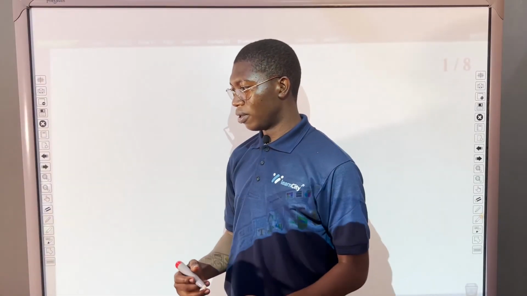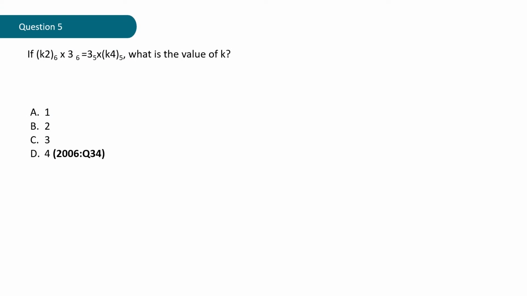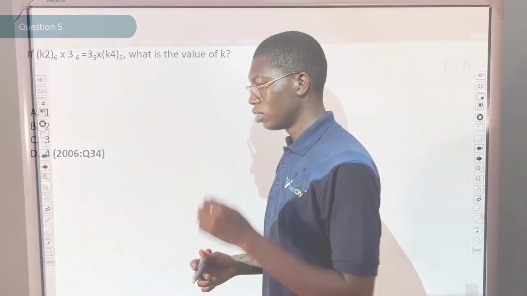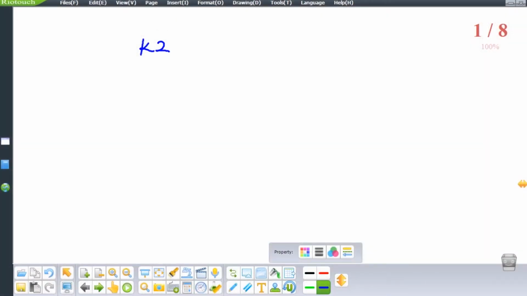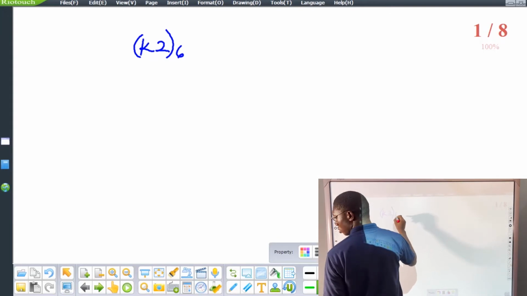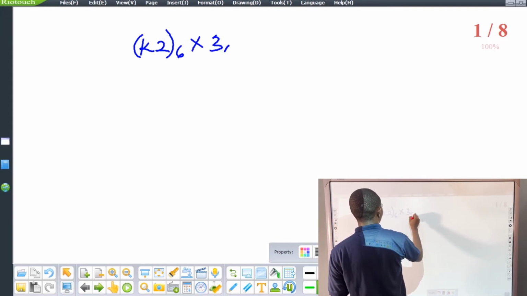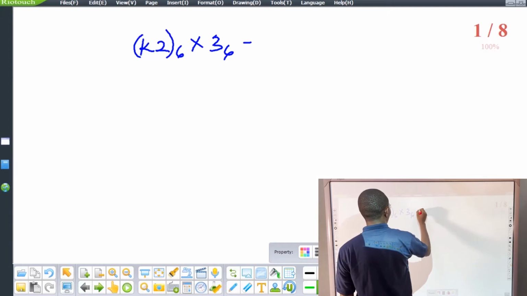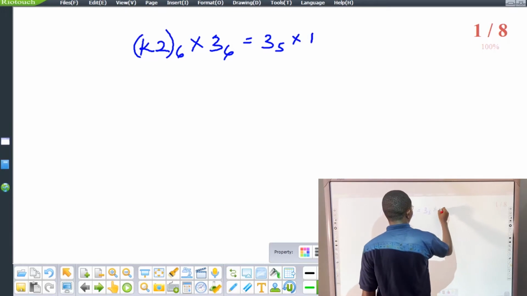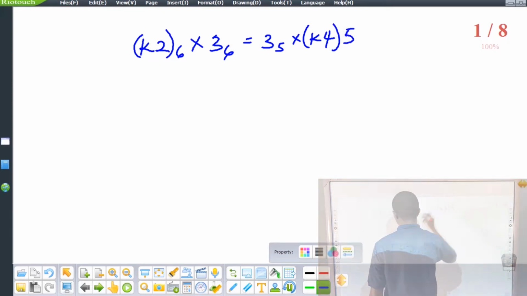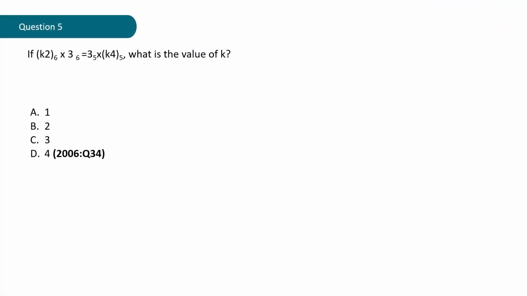Okay, our question 5 is from 2006, which is question 34 of that year. It says if K2 base 6 times 3 base 6 equals 3 base 5 times K4 base 5. Option A says 1, option B says 2, option C says 3, option D says 4.